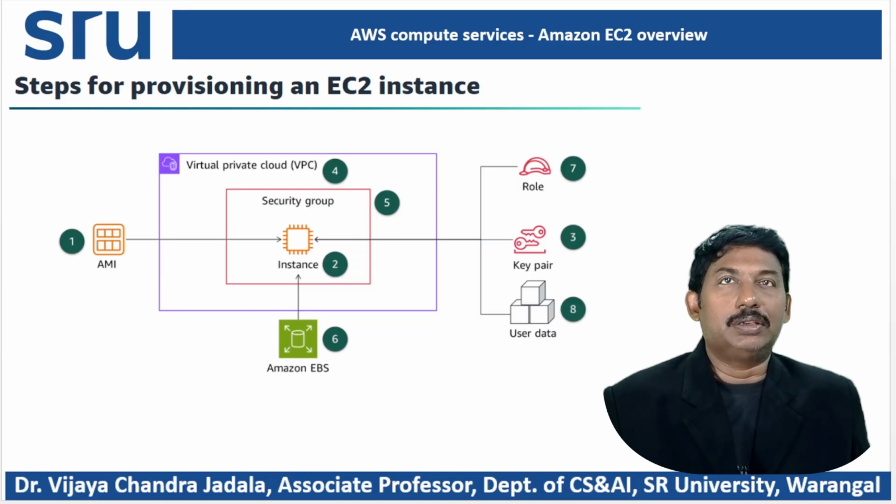So till now what we discussed is the Amazon Machine Image, that is AMI, which is the first step. Then the second step is the virtual private cloud. Then the third step is about the security groups.